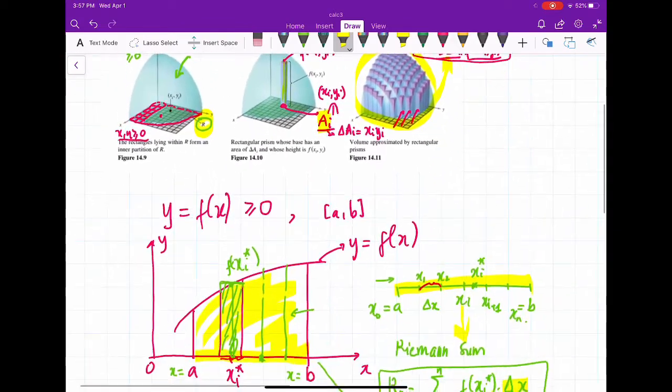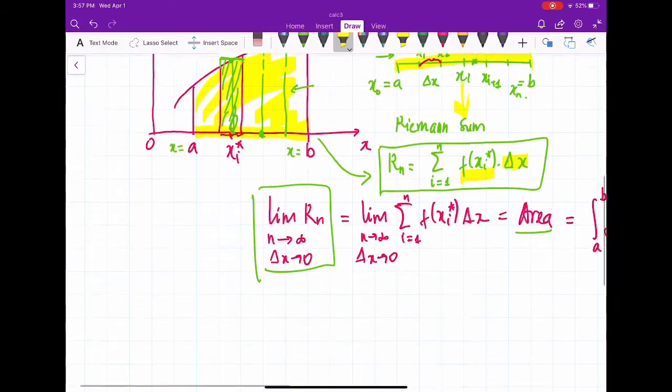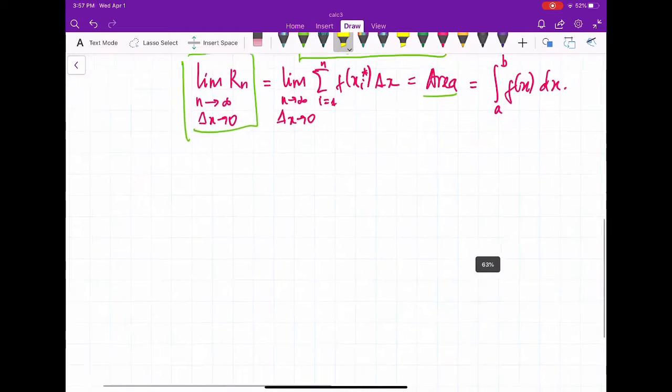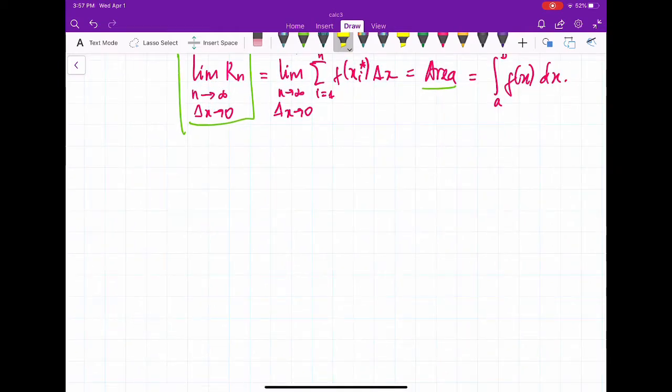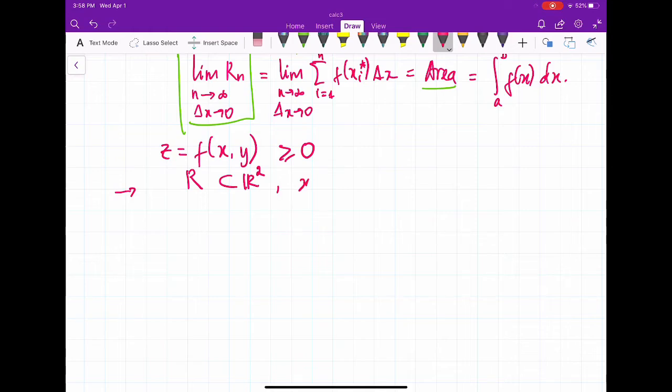All right, so let's write the Riemann sum for the volume. But before that, I say we have R. Let's write the function z equal to f of x, y. You have R in R2. This function is greater than or equal to 0. And let's say R2, not only that, x, y greater than or equal to 0.